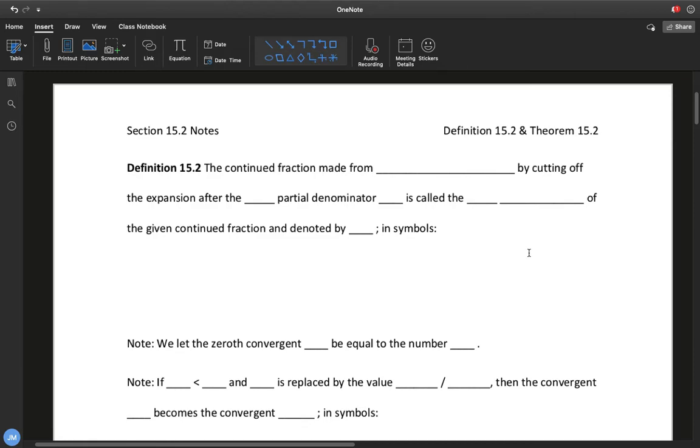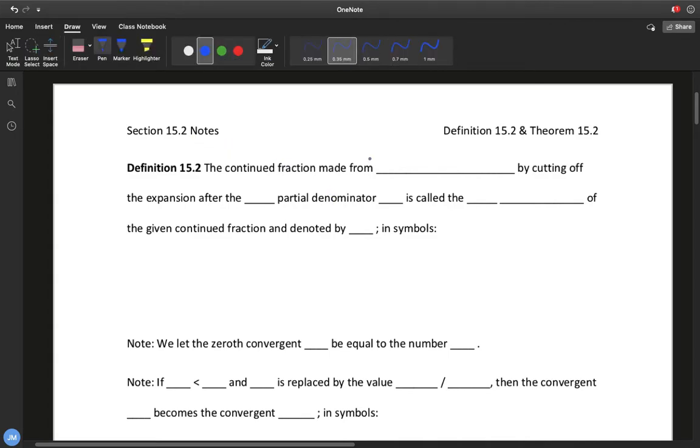Just going to go ahead and jump straight in there, and since I can't call on people to fill it in, I'll go ahead and fill it in for us. So starting off with the continued fraction made from a sub 0, from a sub 1, all the way up to a sub n, by cutting off the expansion after the kth partial denominator of a sub k, is what's called the kth convergent of the given continued fraction and is denoted by c sub k.